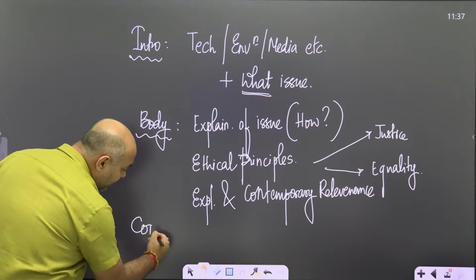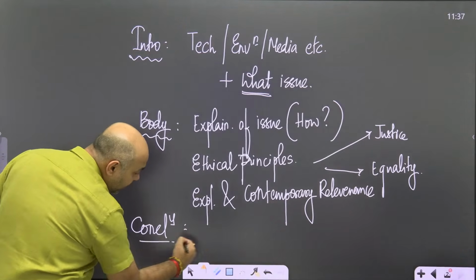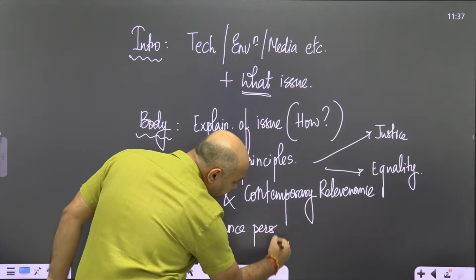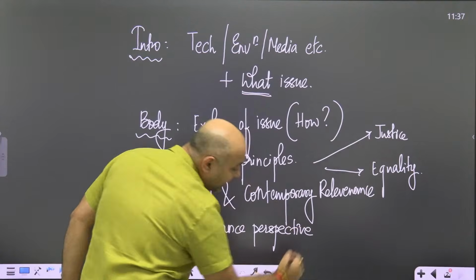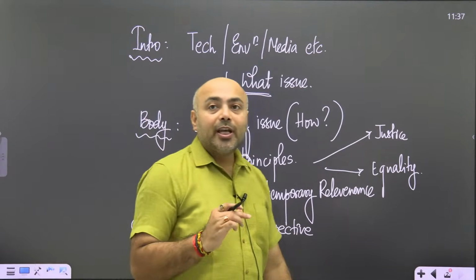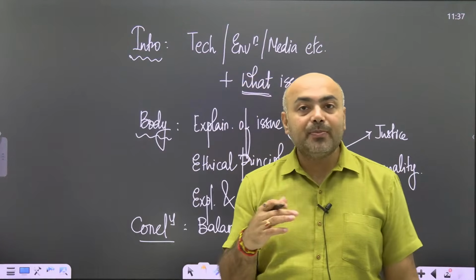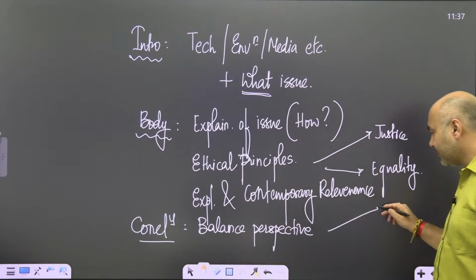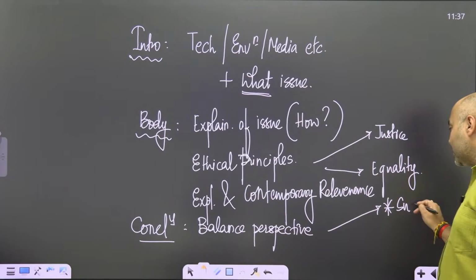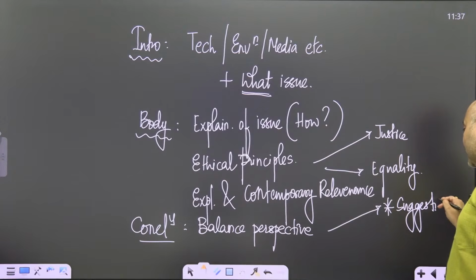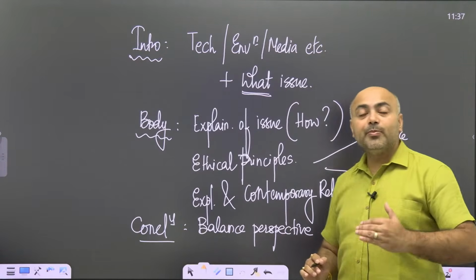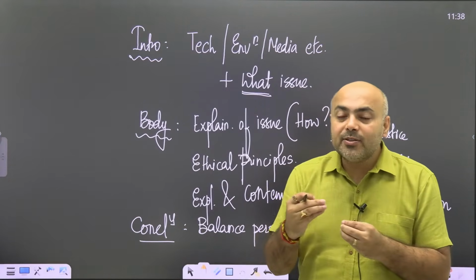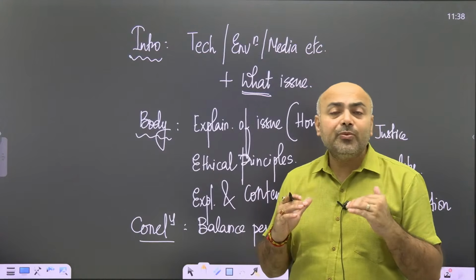the conclusion part of it, and the conclusion is always something that needs to be balanced. So a balanced perspective is required, and in order to ensure this balanced perspective, you either write suggestions. If there are some problems that exist, you can address those problems by writing suggestions, so that we can overcome those problems.